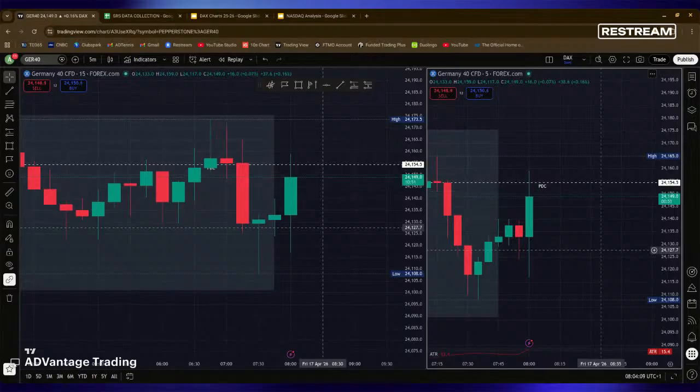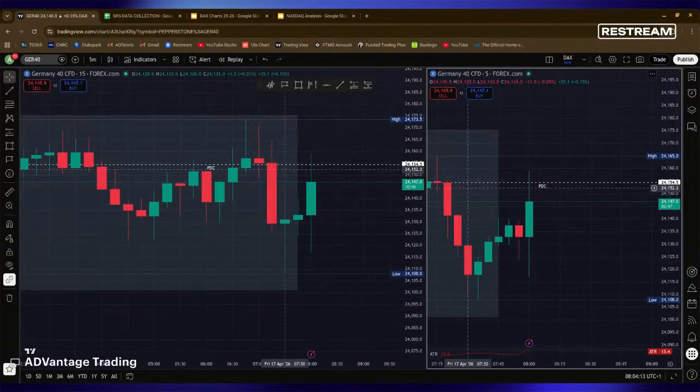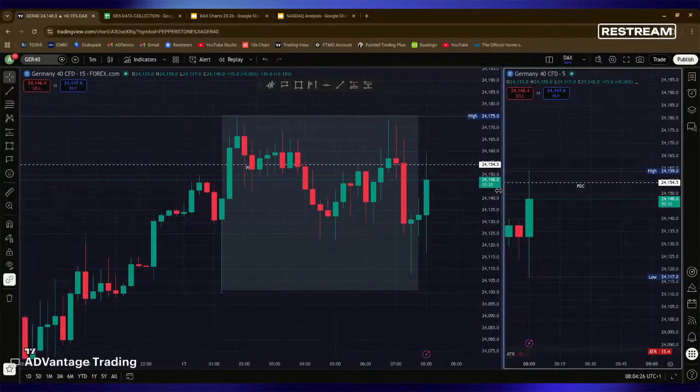So what's happened here is we're currently sat within the overnight range. We've tested the previous day's closing price, and the market is trying to decide whether to break above and test the highs of the Asian session or whether we're going to come back down.